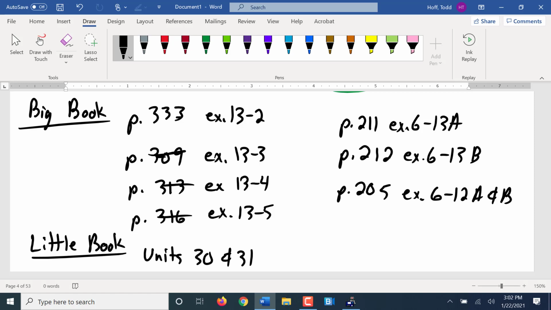The other numbers look like they're correct. 205 and 211 look to me right, so those should be good. Thanks, Steve.